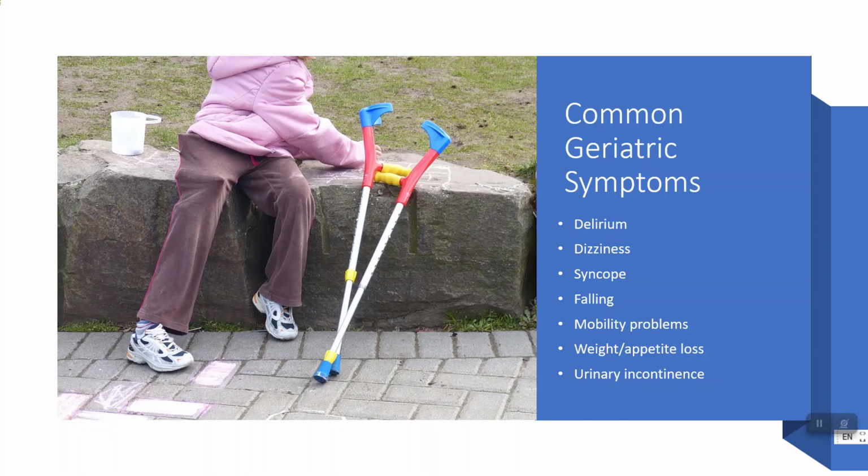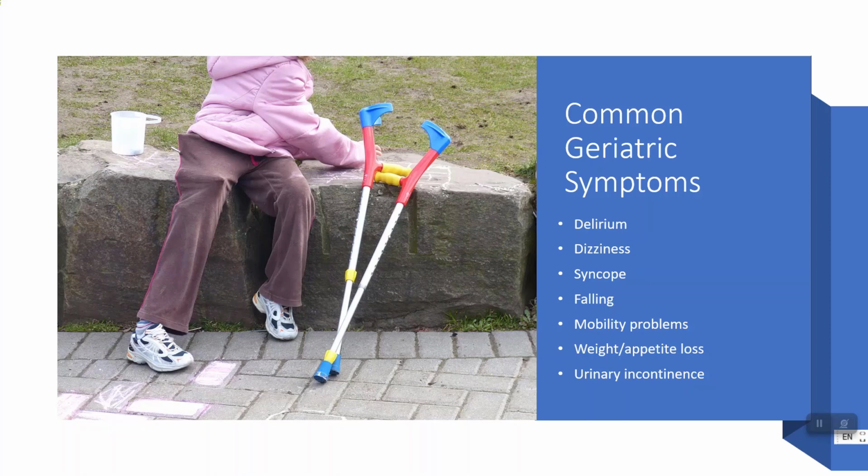I want to talk now a little bit about dizziness and fainting. We call fainting syncope. And syncope is something that happens to a lot of older adults. It's one of the main reasons why we see a lot of older adults in the emergency room. They have what we call a syncopal episode or a near syncopal episode. In other words, either they fainted or they nearly fainted, causing them to fall.